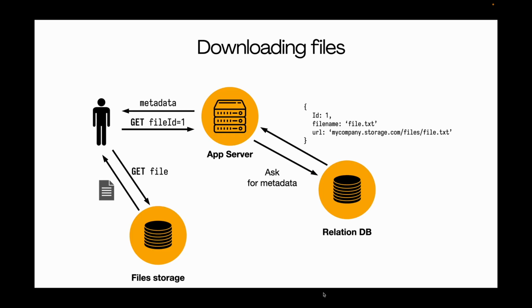So let's look at downloading a file. Again, we have two storages, RelationDB and file storage. When we want to download a file, we need to obtain the file's path. So the first thing we have to do is make a request to the app server. The app server sends a request to the RelationDB, which returns metadata, including the file's path. Once the path is received on the client, we can initiate the file download from the file storage.